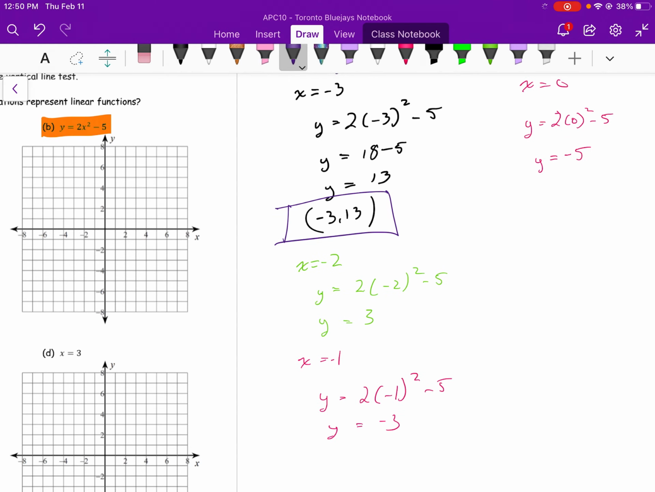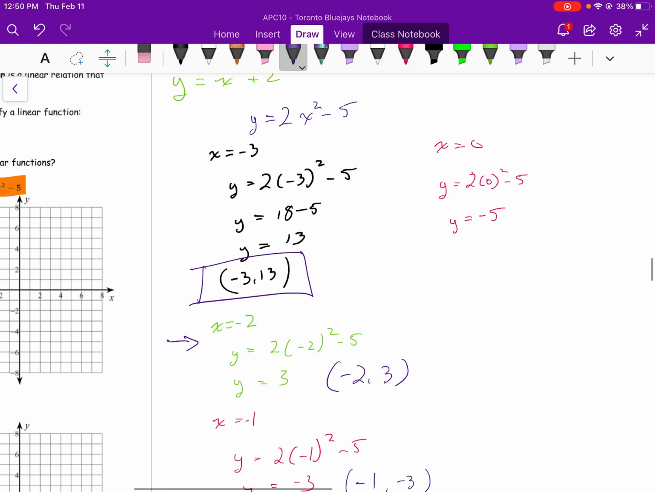Now here, when x is -2, I plug this into the formula, I get a y value of 3. So this means I have a point at -2, 3. Here, when x is -1, I get a y value of -3. So I have another point at -1, -3.